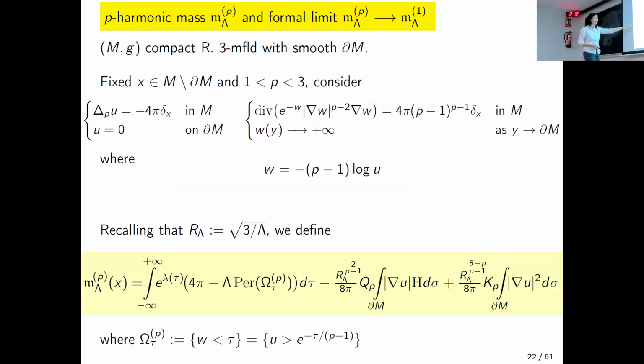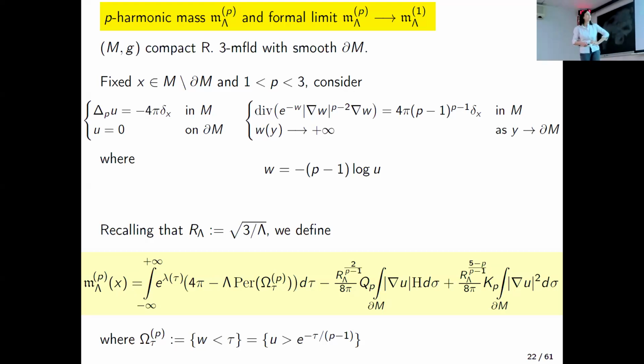Good. These are the quantities that with some effort we were able to find and prove are good, in the sense that they give you a positive mass theorem attached to each p harmonic function and the corresponding w p function. Here let me first comment on the perimeter of omega tau p. Here p stresses the fact that it's associated with the function u p or w p, the solution of the p problem. Omega is in any case the sub-level set of w with respect to tau.